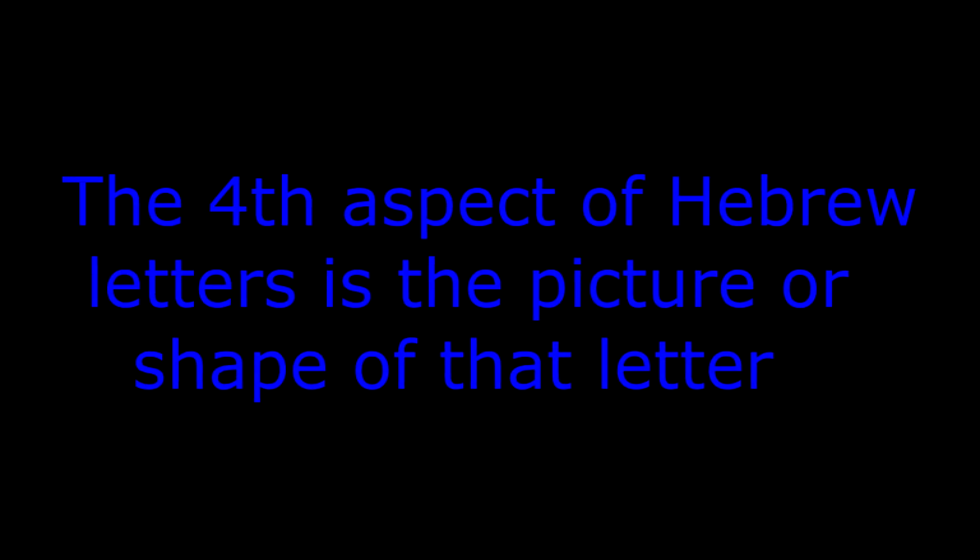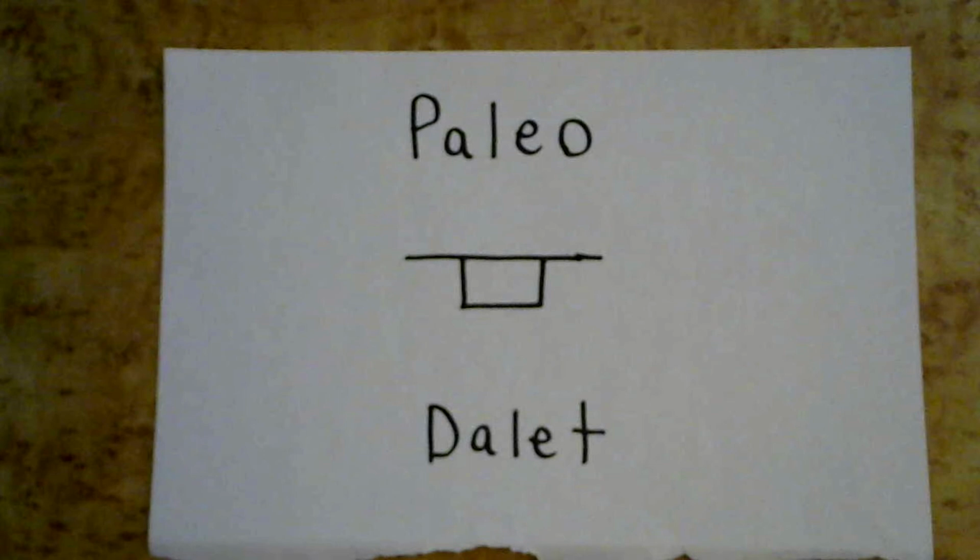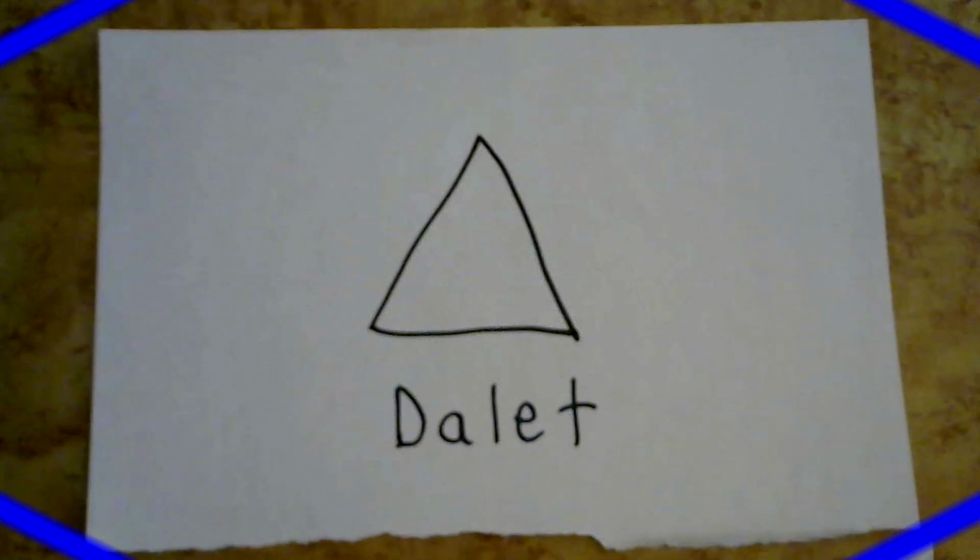The fourth aspect of Hebrew letters is the picture or shape of that letter. Here is what a paleo letter dalet looks like. It was a flap that would hang down in the tent as a doorway. As an interesting side note, this is what the letter dalet looked like during the time of David. The Paleo-Hebrew changed as the shape of the door changed in the tent. This was the shape of the doorway in the time of David. It was more of a triangle shape.